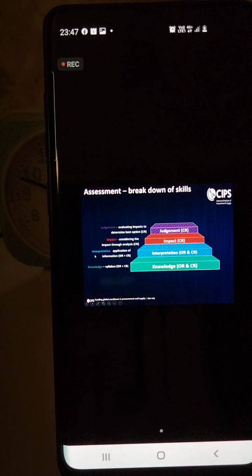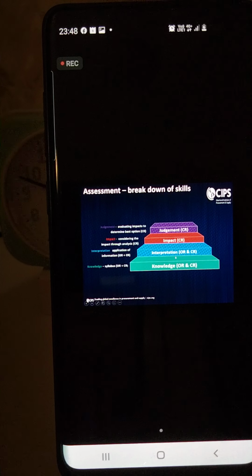The next stage up, which is also dealt with in both the objective response and constructive response questions, is this whole idea of something called interpretation. This is the application of information. So you might be given a small scenario either in the objective response or constructive response papers. And here you're going to need to read that, understand that information, and pull different bits of your knowledge together in order to create the answer. So this is a higher skill, it's more difficult to do, but still we would be testing that within both the objective and constructive response papers.